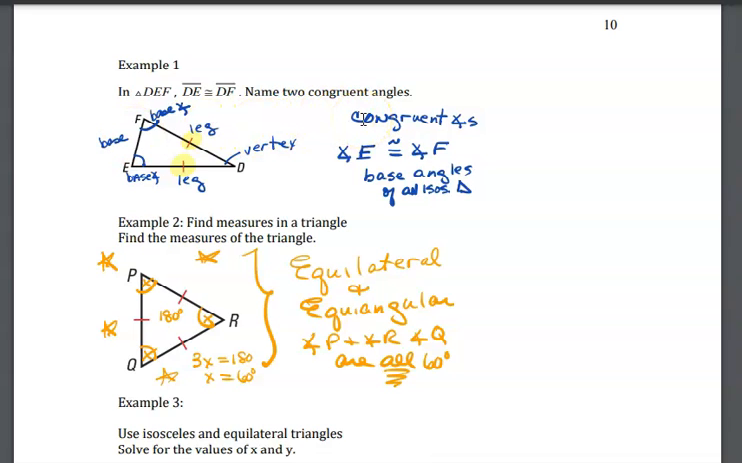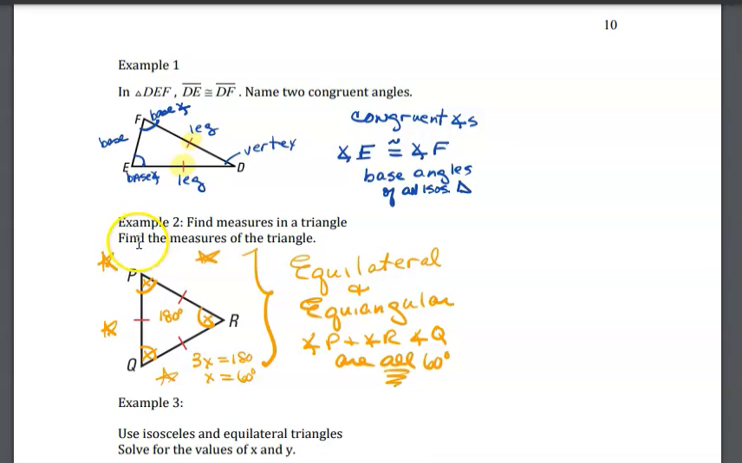So what I know is congruent angles are going to be the base angles, right? So that's angle E and angle F. They are the base angles of an isosceles triangle. So those are the two congruent angles that I would therefore name.